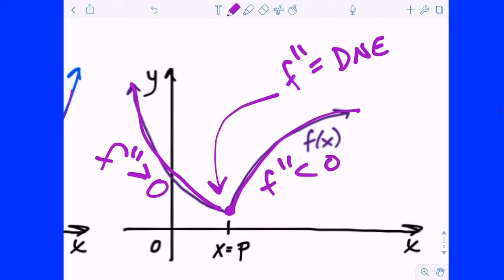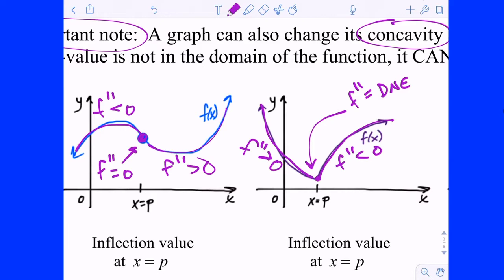It's not smooth. It's connected, but it's not smoothly connected. So we know it's not differentiable there, right? The first derivative doesn't exist there. Well, if the first derivative doesn't exist there, do you think the derivative of a non-existent thing is going to exist? No, it's not. So the second derivative is also d and e there. But is it an inflection value? Totally. So we're already seeing two different possibilities where these inflection values can occur.